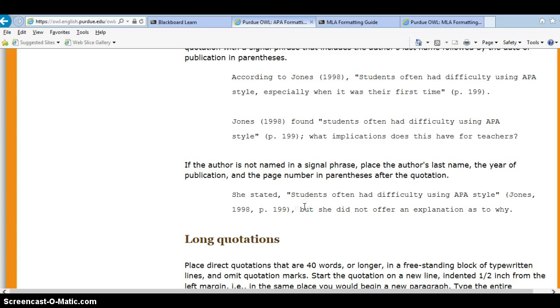And so just note that for APA there's almost three different ways to do it, right? If you name the author in the sentence, then have a quote. If the quote ends in the middle of a sentence. And then if you don't name the author. And again, it doesn't matter whether you're quoting or paraphrasing, wherever the source idea ends, that's where you put the citation.